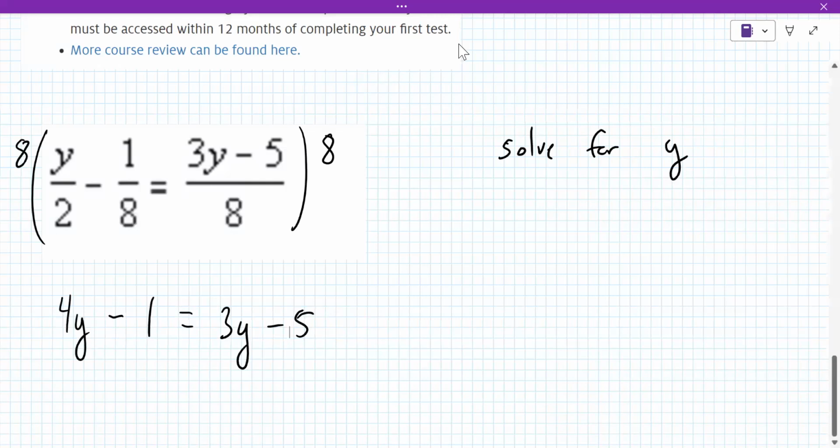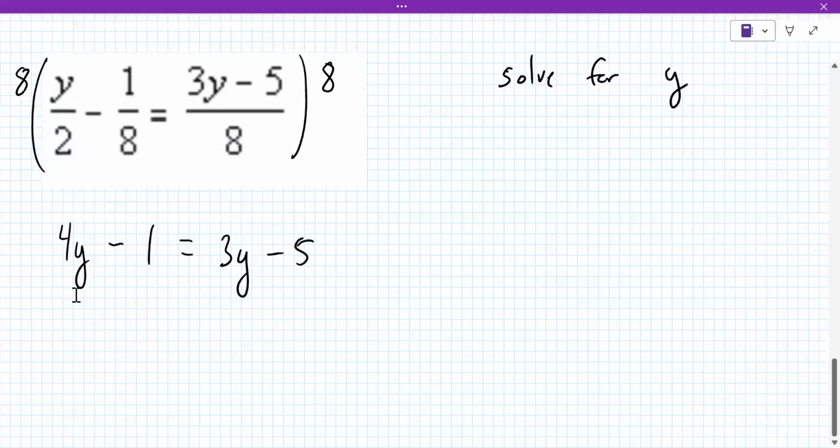Okay, good. So how do you solve this for y? I would subtract 3y from both sides. So that leaves you with y minus 1 equals -5. And then would you add the 1? Yes. So then that's y equals -4.